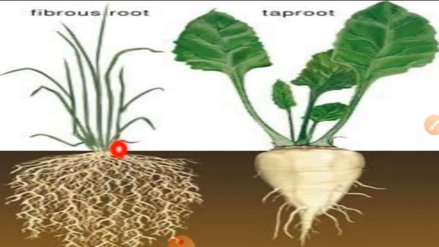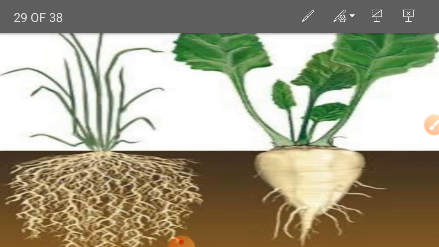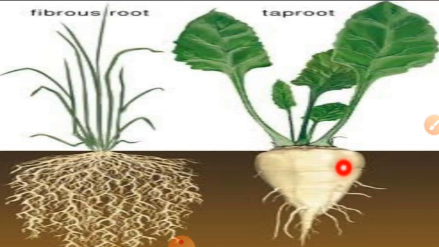You can conclude the main root of the broad leaves plant is called the taproot, meaning the plant has broad leaves and it has a taproot. The small roots, the small branches, are called lateral roots. So you can conclude the broad leaves have a taproot.